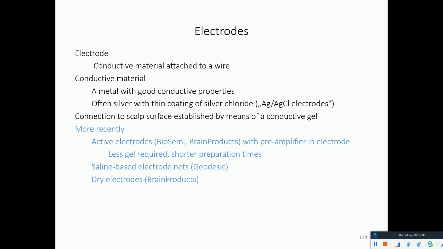Then there are other products, for example by Geodesic, which are saline-based electrode nets. This is what we saw roughly with this baby there. So these you just put into water with some salt in it, and then you put the whole net onto the scalp. I've never used that myself, but the reviews are somewhat mixed on how good that is. And Brain Products also has developed some dry electrodes where you don't need any gel anymore, but you just plug them onto the scalp. So there's always some development.